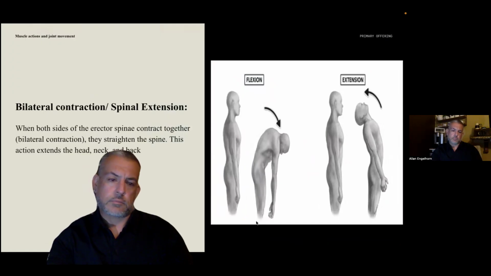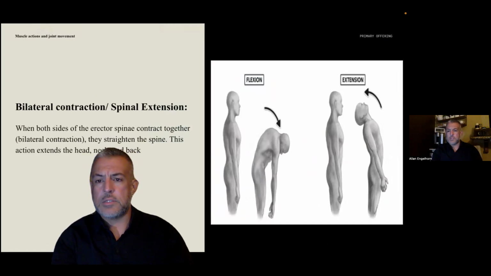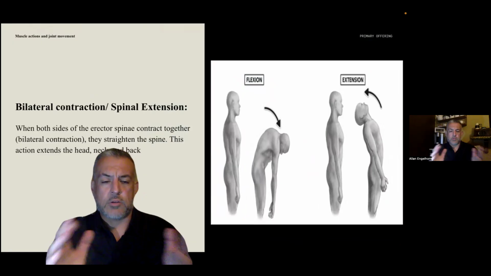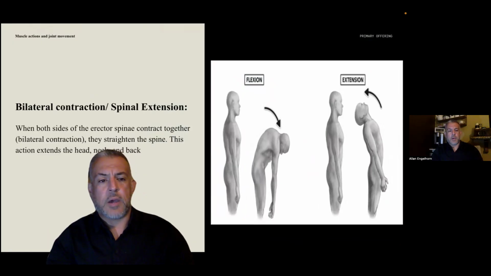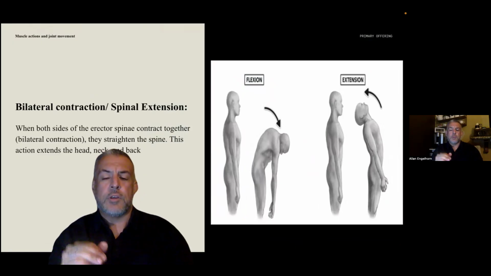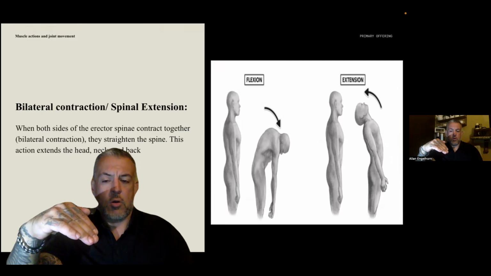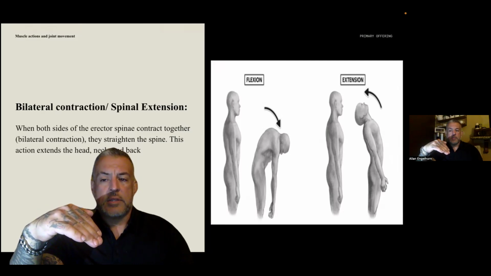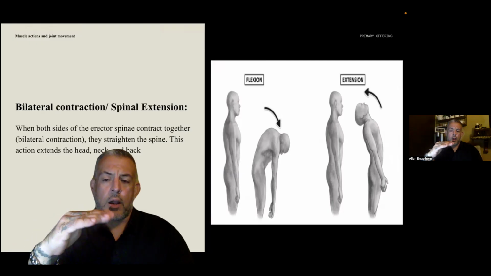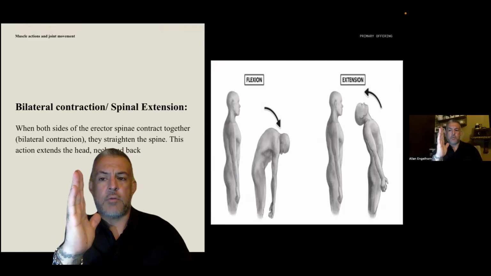All right. So what does it do? What are the actions, the movements? We have flexion and we have extension. When both sides of the erector spinae contract together, so bilateral contraction, they straighten the spine. This action extends the head, the neck, and the back. So you go from flexion, which is being bent over, like you're tying your shoes or reaching for the ground, and then extension is when you're going up, straightening your back, becoming erect.